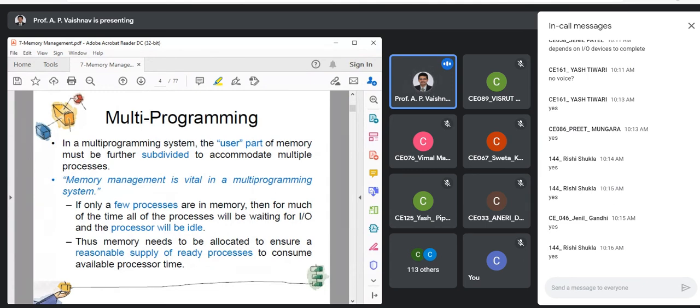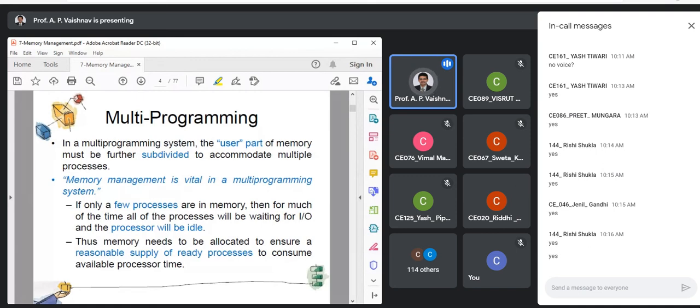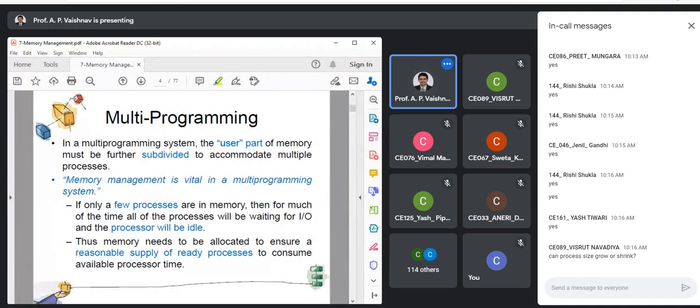Getting this point, right? I'm trying to explain to you the complexity of the memory management unit that is a part of your OS. It is a very, very critical component, right?